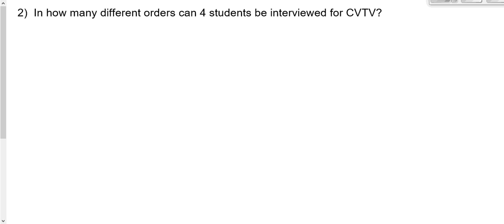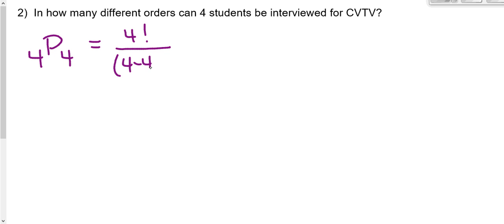In how many different orders can 4 students be interviewed for CBTV? Okay, so you have 4 distinct objects, the students, but all 4 of them are being interviewed. So this is 4P4. And that would be equivalent to 4 factorial divided by (4 minus 4) factorial. And that is 4 factorial divided by 0 factorial.